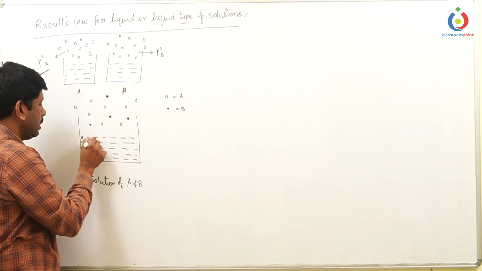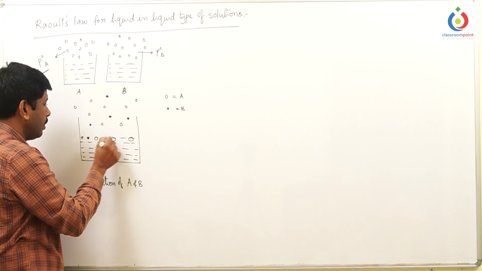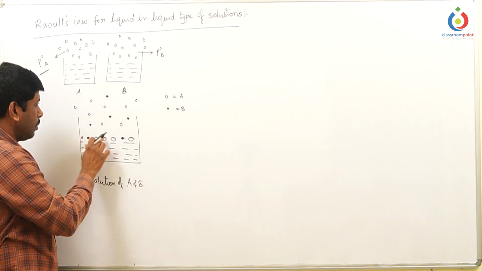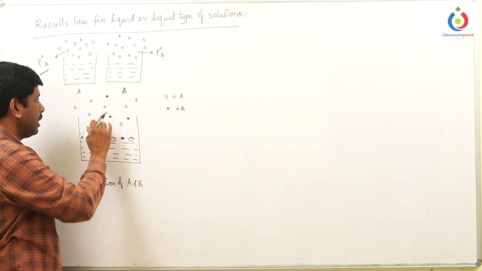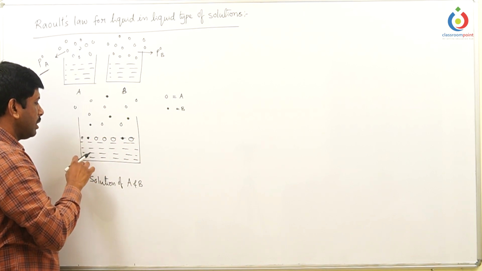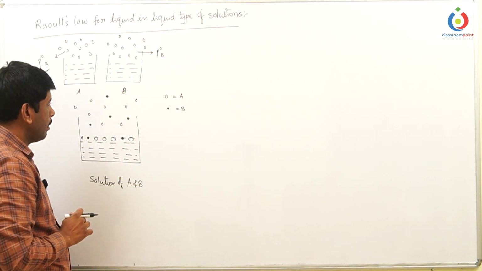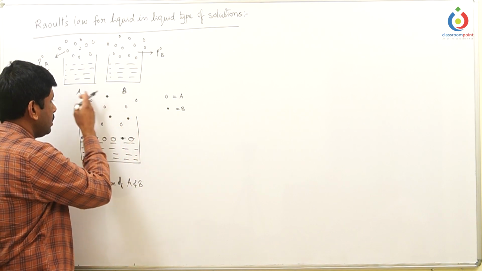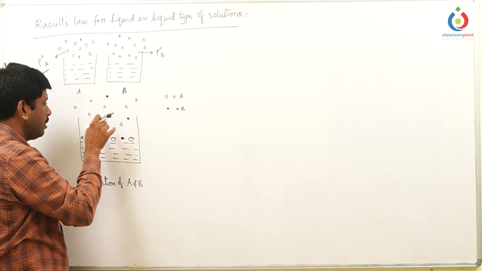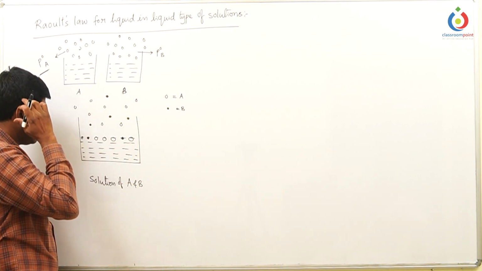So let us imagine these are the A liquid molecules and these are the B liquid molecules. Which molecules are more here? A liquid molecules are more than B, so A liquid molecules are going. If you take the opposite, with more B molecules, then B molecules also form more vapor. Whatever it may be, this is called the vapor pressure of the solution, and the pressure coming from this vapor is known as the vapor pressure of the solution of A and B.